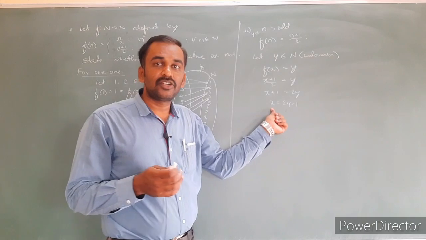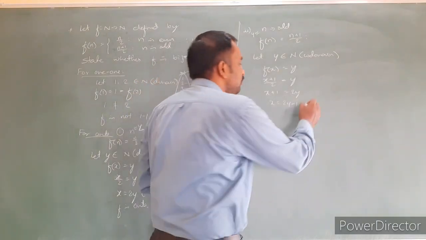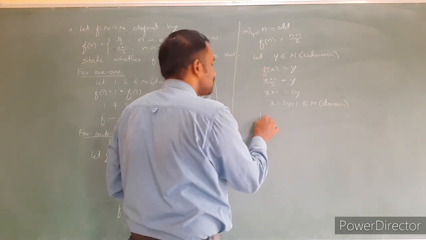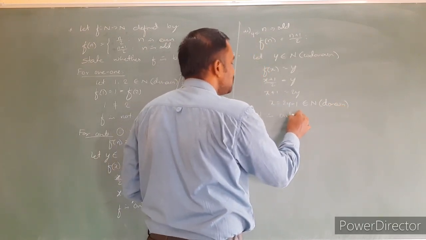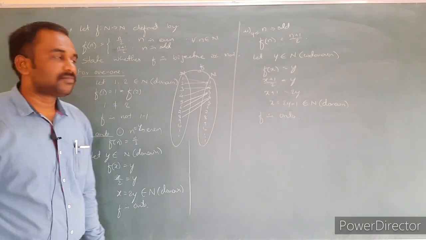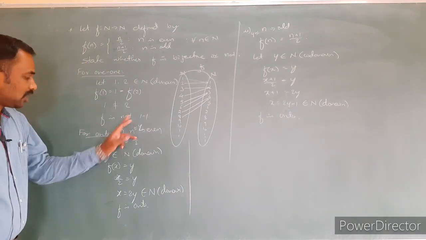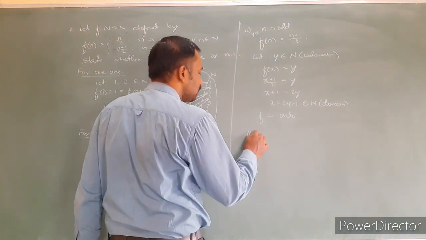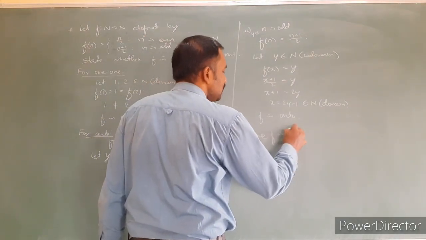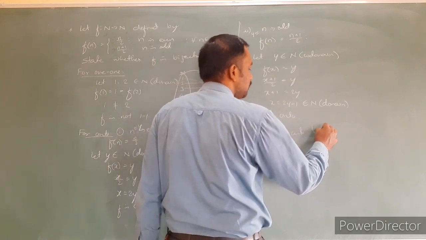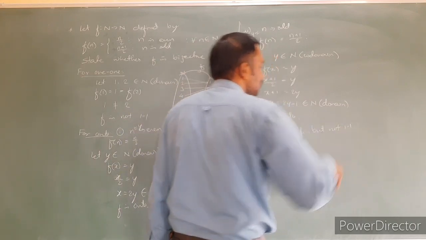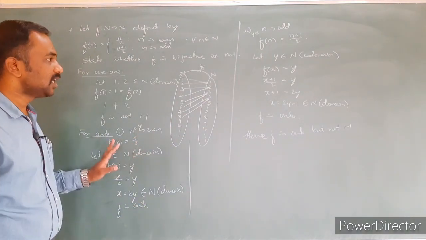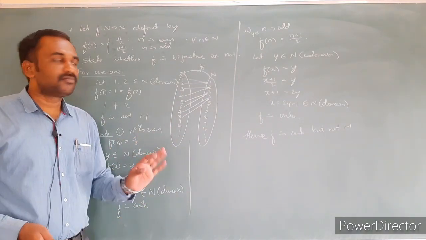Is that x present in the domain set or not? Yes, obviously it is present in the domain set N, which means it is satisfied. Therefore f is onto. So f is not one-one, and in both cases f is onto. Therefore, the final conclusion: hence f is onto but not a one-one function. That's all. Very simple and important for the 3 mark section.